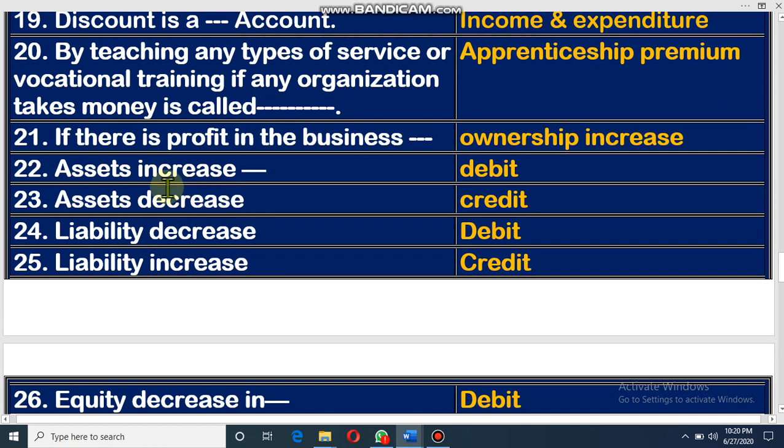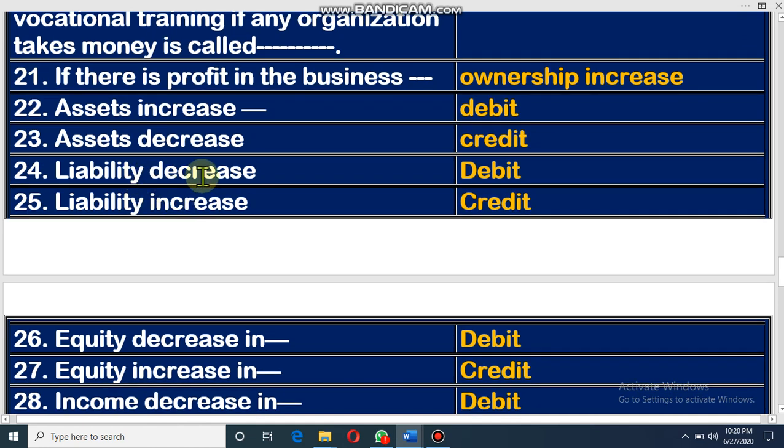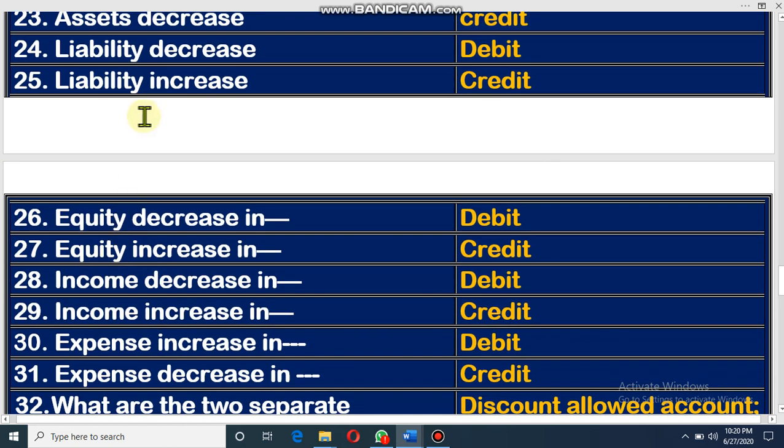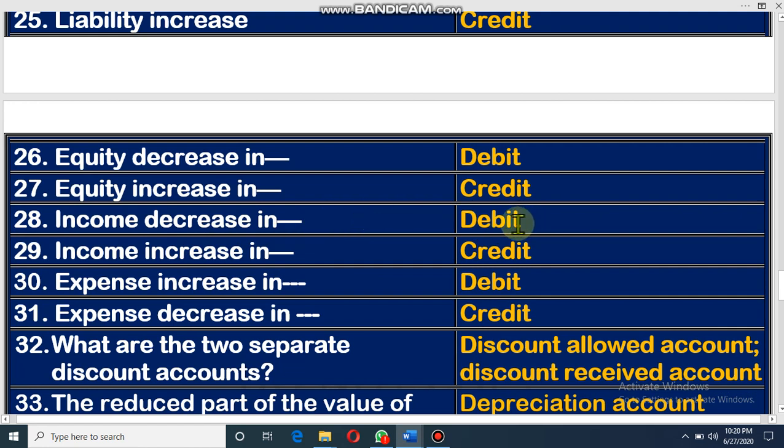Dear student, some important formulas for debit and credit. Asset increase is debit, asset decrease is credit. For liability, just the opposite: liability decrease is debit, liability increase is credit. Equity is like liabilities: equity decrease is debit, equity increase is credit. Income decrease is debit, income increase is credit. Expense increase is debit, expense decrease is credit, opposite to income.